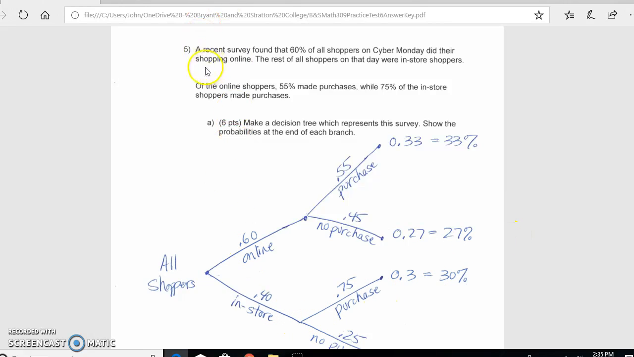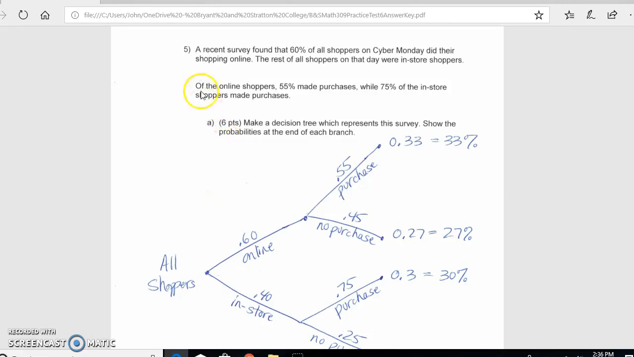Now we're told in the first statement that 60% of all shoppers did their shopping online. So this is the 60% or 0.60 of the shoppers who did their shopping online. All the rest of the shoppers on that day were in-store shoppers. So if this is 60%, this must be 40% or 0.40. These are the in-store shoppers, 40% of all the shoppers.